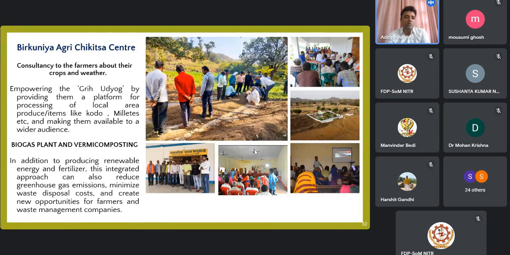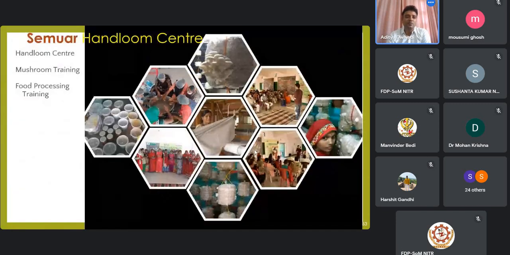Empowering the Agri Udyog by providing them a platform for processing local area produce like kodo and millets, and making them available to a wider audience. A biogas plant also they have started, and they are training the farmers on biogas and vermicomposting, which is helpful in their farms to do organic farming.